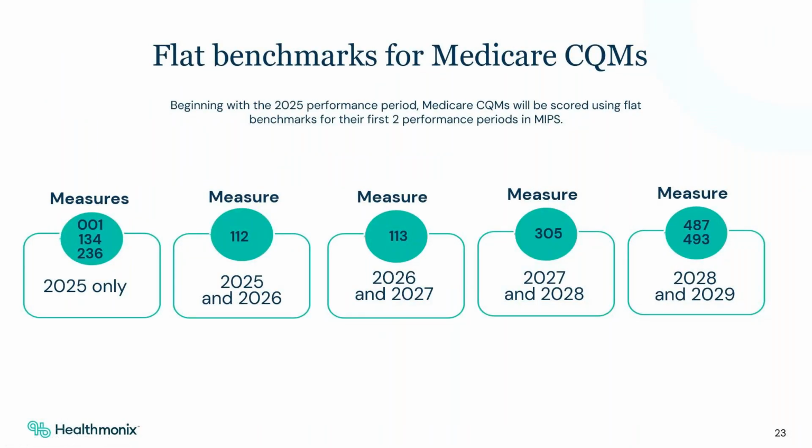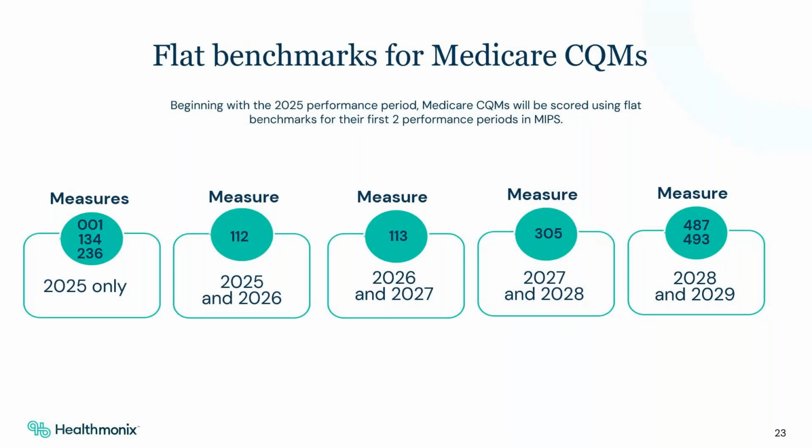So to go in a little bit more depth in detail from a previous slide that Mike spoke on benchmarks for Medicare CQMs, what we're looking at here is that they're going to take the benchmarks from the first 2 performance periods on these measures and then apply them. So you'll see right here for 2025 only, you have 134, 236, 001.